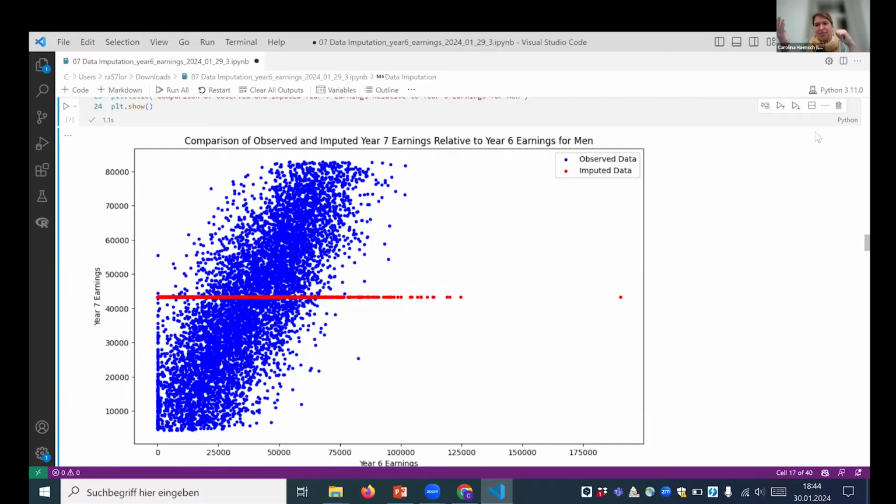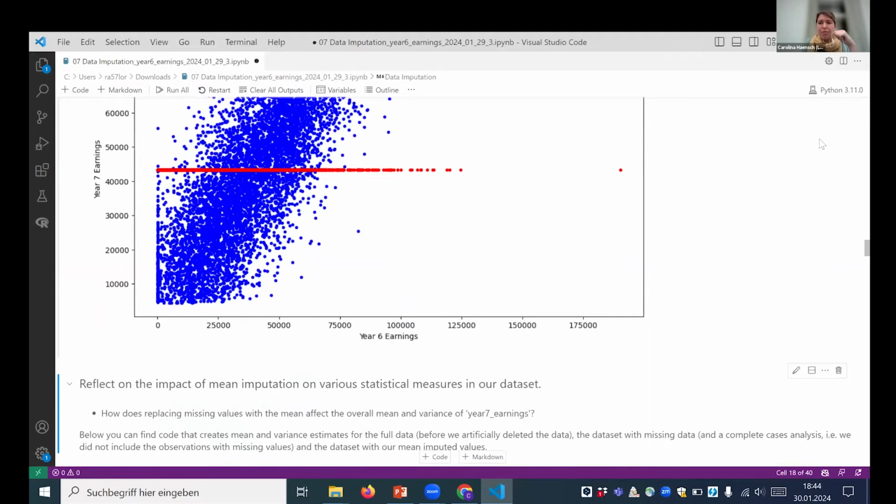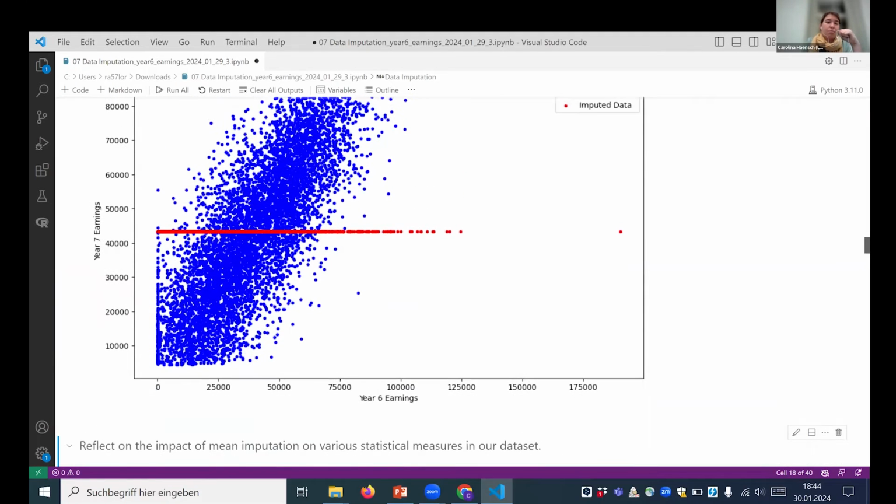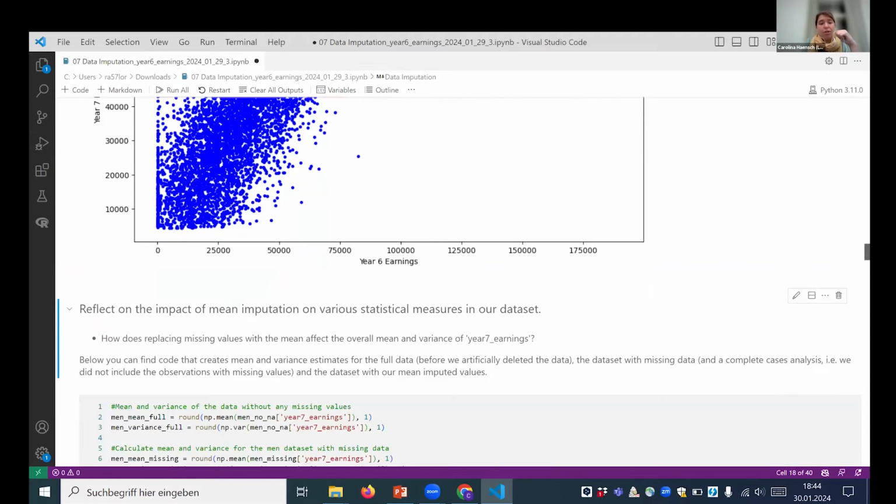And of course, we can also again think of what this will do with the mean estimate of year 7 earnings, and what it will do with the variance estimation. This will be vastly underestimated. And of course, for regression estimation, this is also terrible because the relation between year 6 and year 7 earnings gets completely destroyed here. So lots of problems which we can see in this plot.